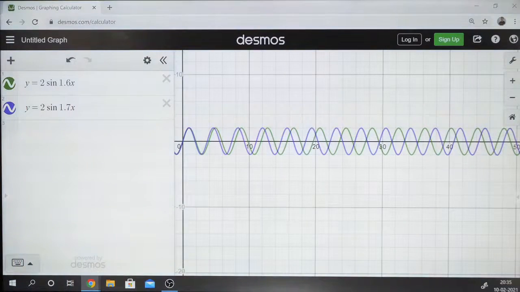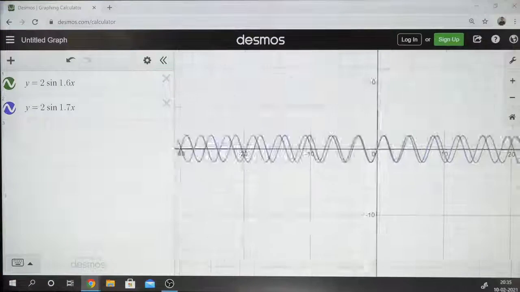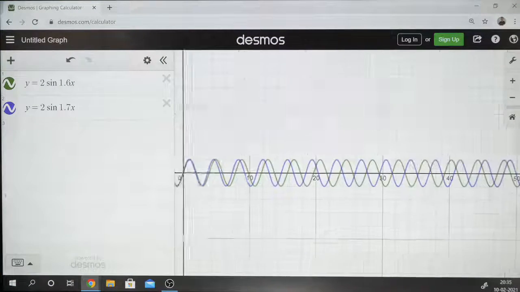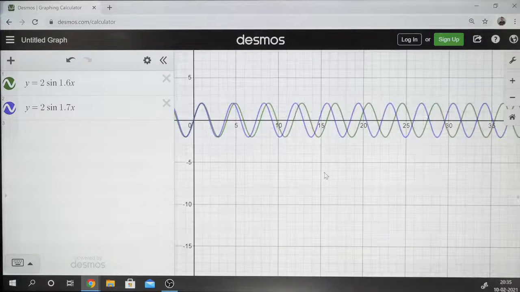Now, what happens when I add both of them? Let's see what happens when I add both of them. Okay, so here we go. I'll just zoom on to that.